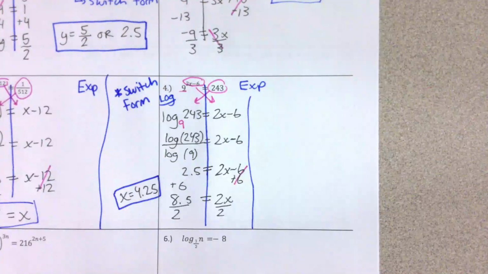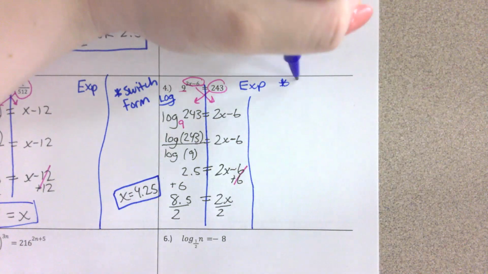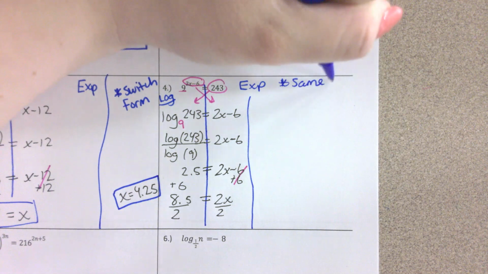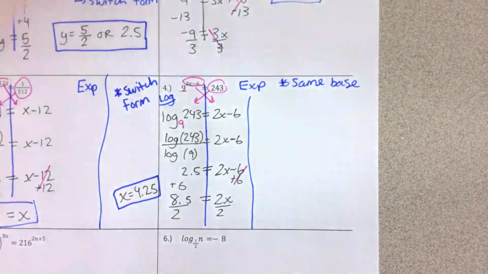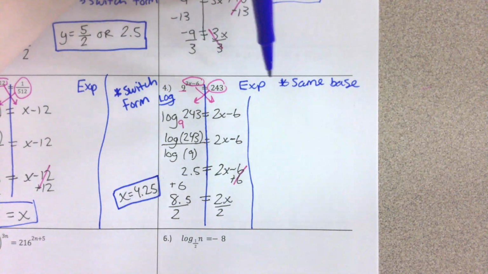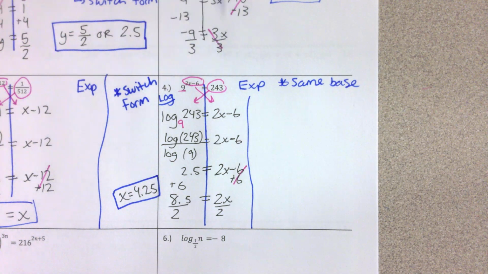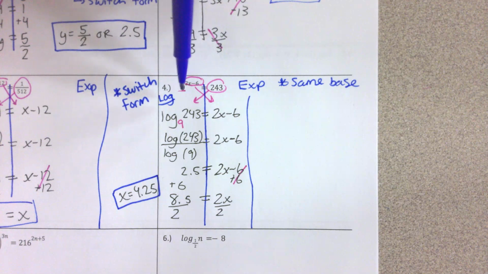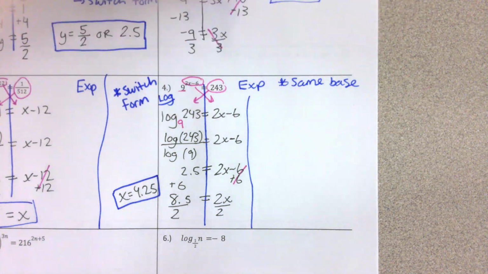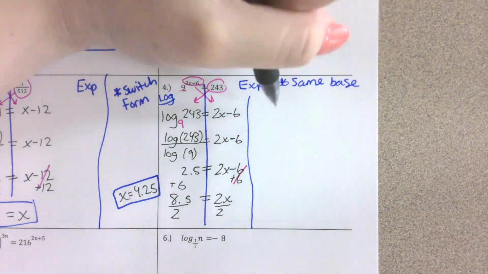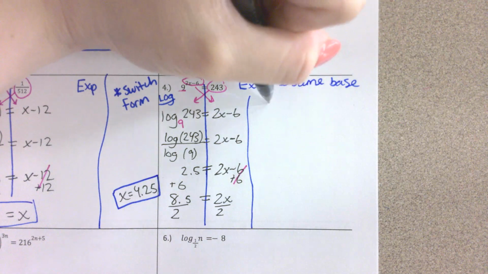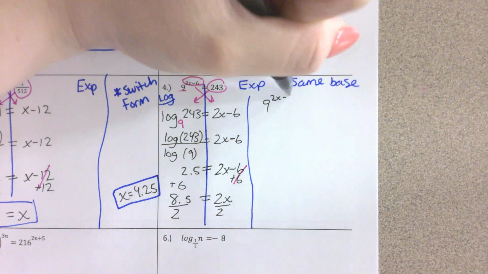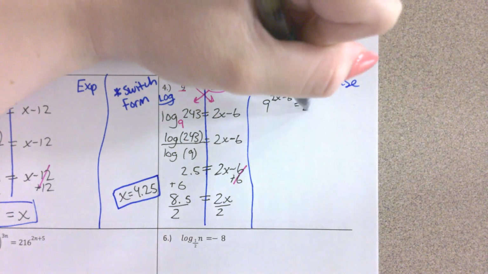Now let's try the other way, same base. If you liked that first explanation and you want to skip this, skip on to number 5, go right ahead. But I do want to show this for those of you who prefer to get the same base instead. So we have 9 to the 2x minus 6 equals 243.